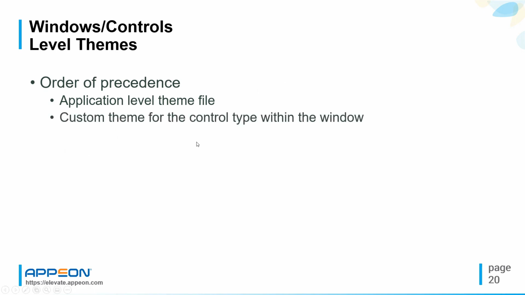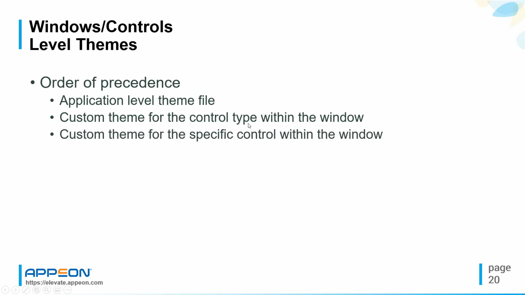Then it's going to look for a custom theme file that references control types, not specific controls. You can have a custom theme for a window that applies to all controls of a certain type in the window, and we'll see this in the demo where I decide to change all the radio buttons in the window to a particular format. Or you can do a custom theme for a specific control, and this will be in the demo as well, where I take a specific radio button and change it specifically to have a different format.